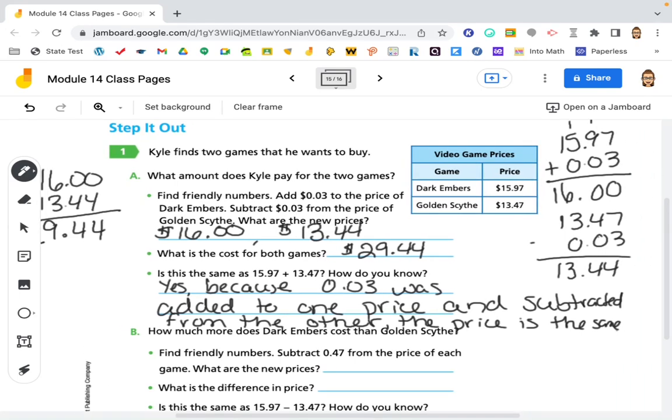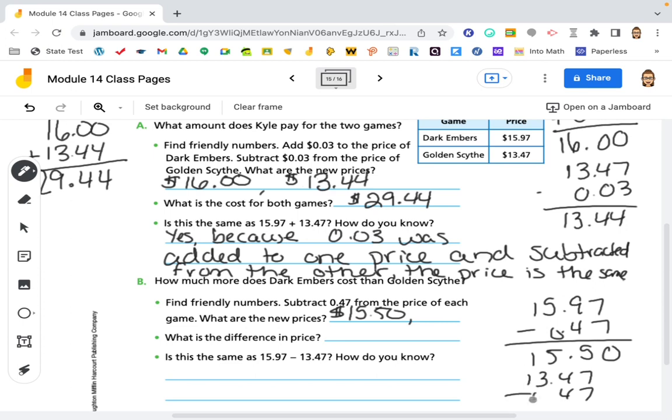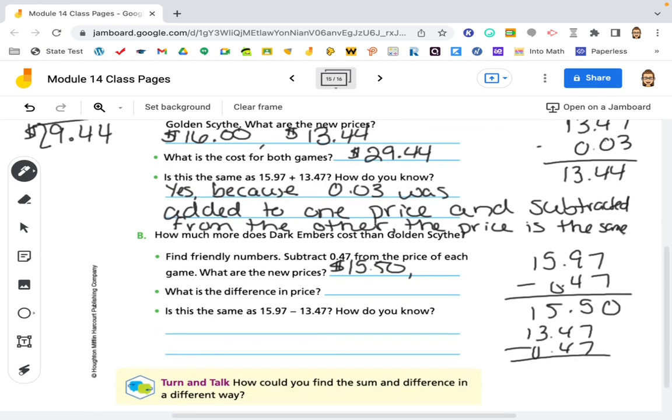Okay, so then it says, how much more does dark embers cost than the golden scythe? So it says, find friendly numbers. Subtract 47 hundredths from the price of each game. So we have the 15.97 minus 47 hundredths. 9 minus 4 is 5, and then you have the 15. So we would get 15.50, and 13.47 minus 47 hundredths would give me $13.